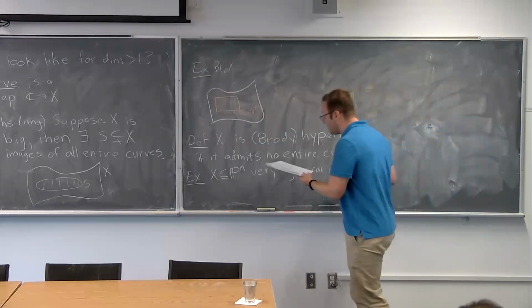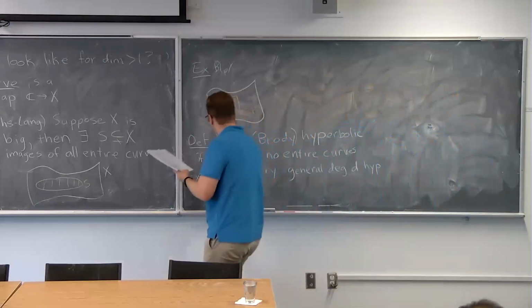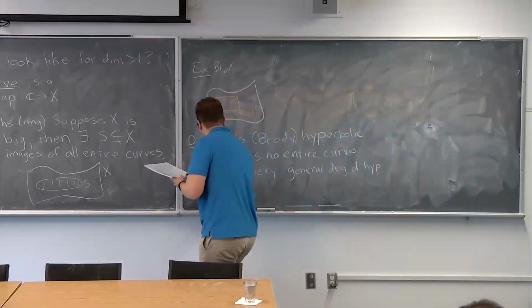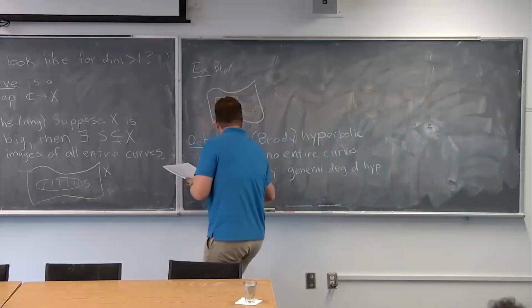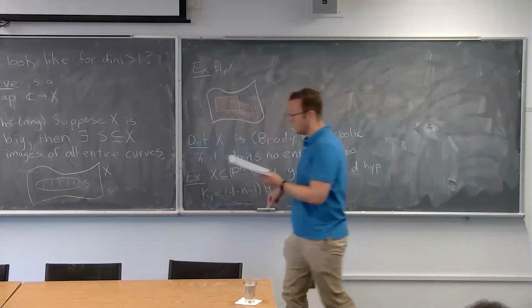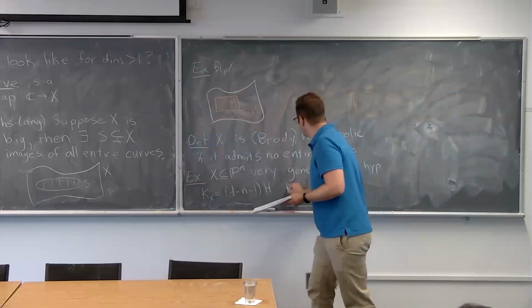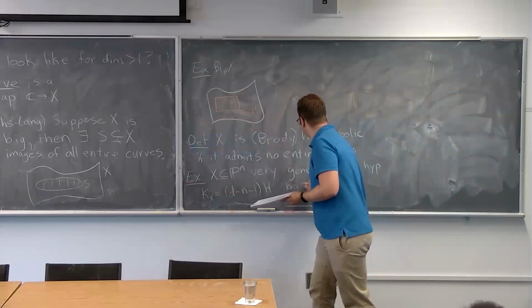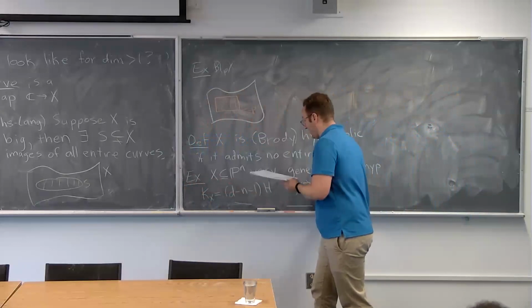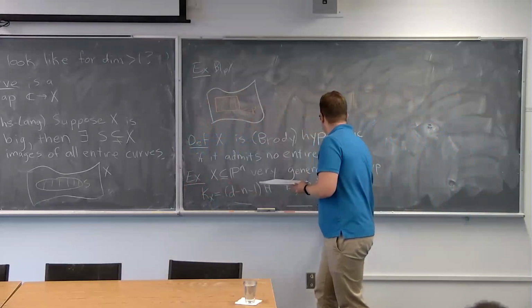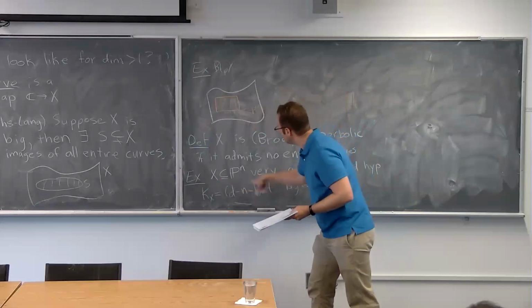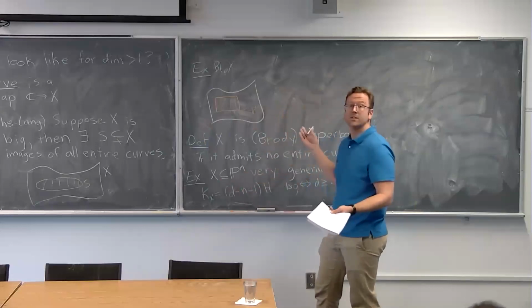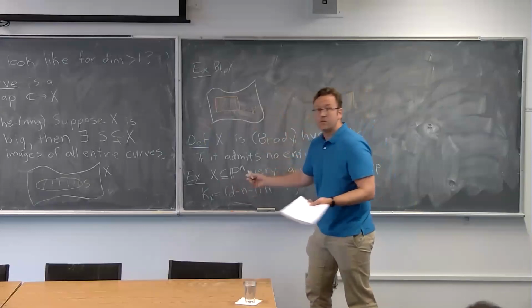So if you take a very general degree d hypersurface, then the canonical bundle, and this is for any hypersurface, will be (d minus n minus 1) times H. And so you can see this will be big if and only if d is at least n plus 2. For large d, this will be very positive with lots of sections. For small d, this will be negative with no sections.